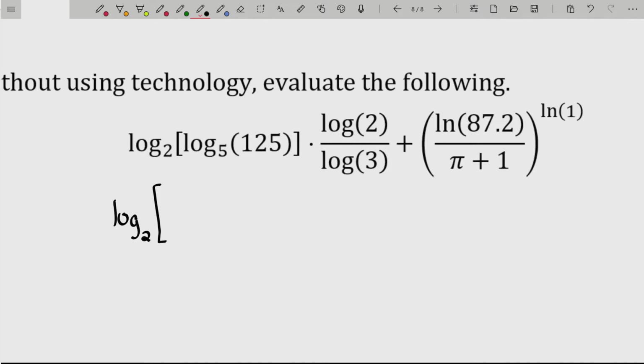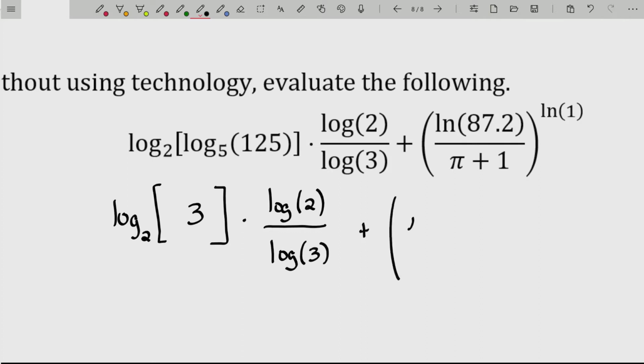We know what that is from properties of logarithms. 5 raised to the third power would be 125. So therefore log base 5 of 125 is 3. So that's a little simplification. Still not much of one, but it is a simplification.